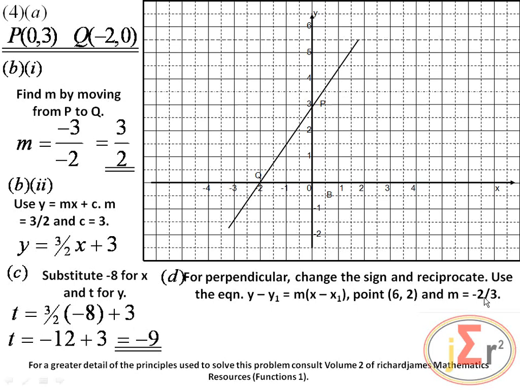So that is the new gradient, and the point is this. And of course we will use y minus y1 is equal to gradient times x minus x1. So y minus y1, which is 2, is equal to the gradient, which is this, times x minus x1, which is 6.